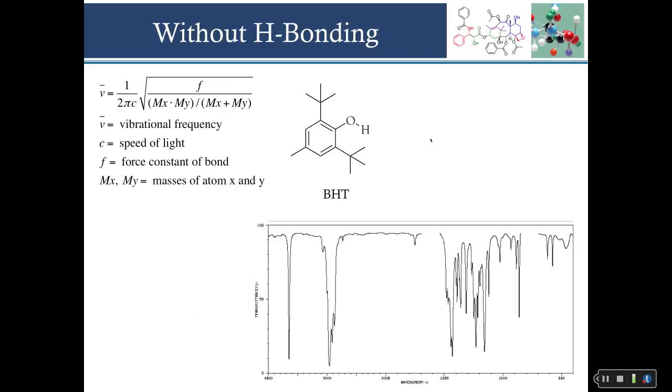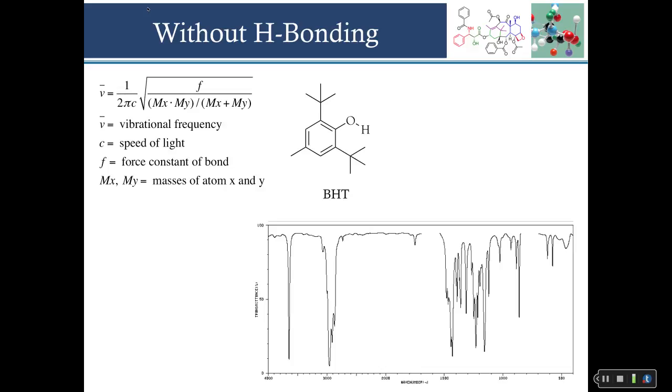So let's look at an example of an alcohol. Here, instead of phenol now, we've picked BHT. BHT stands for butylated hydroxytoluene. You probably eat BHT on a daily basis. Butylated hydroxytoluene is a very common antioxidant, a food preservative chucked into things to slow down decomposition and oxidation. So even though you don't know, you've had lots of exposure to BHT.